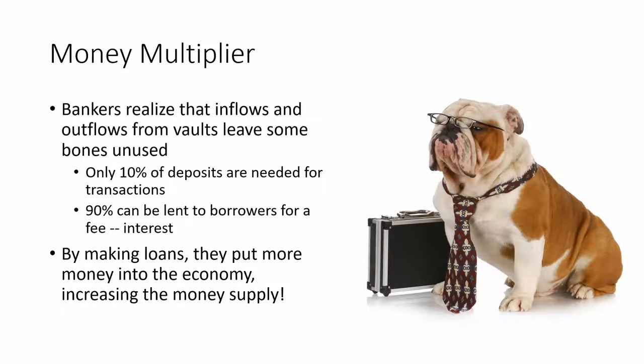Bankers realize in the Republic of Blanton that the inflows and outflows from vaults leave some bones unused. So only 10% of deposits are needed for transactions, and the other 90% are just sitting in the vault doing nothing. So they decide, hey, we can lend this to borrowers for a fee, and they'll pay us interest. If they make loans, they can put more money into the economy and increase the money supply. So let's see how this works.